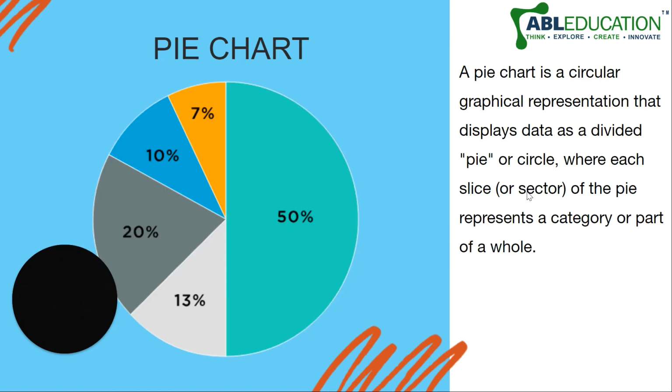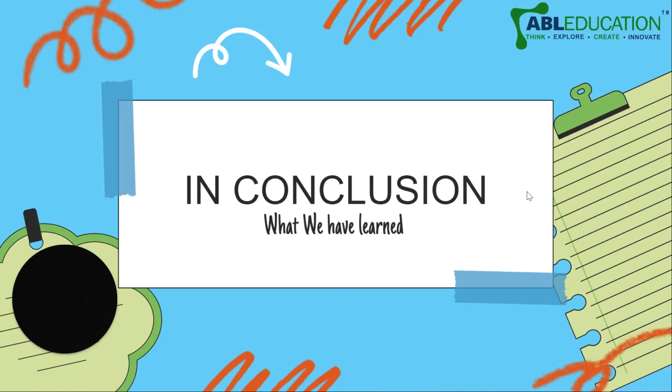The last one is the pie chart. I hope all of you are already aware of this one too. The pie chart is a data visualization technique where you represent your data in a circular form. This is a circle, or a pie, with different sectors, and in different sectors you can represent different categories of data.